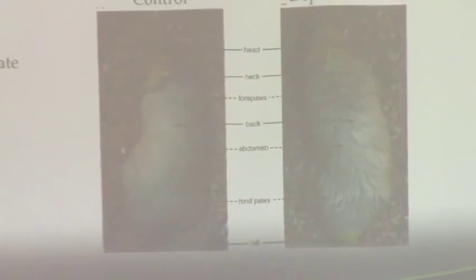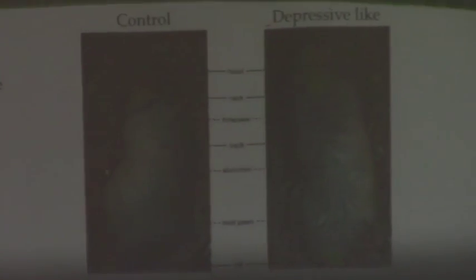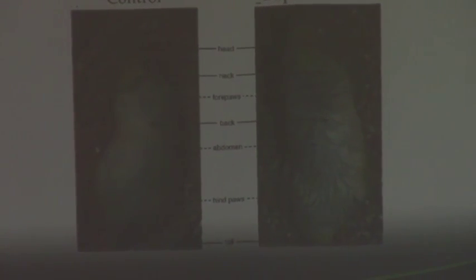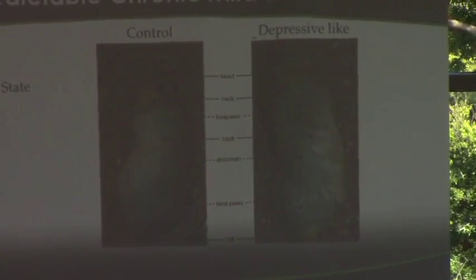And I just want to show you one really important component of this UCMS. It's the fur state, because it's finally the motivation to clean, and you can see on the left the control mice, normal mice with normal conditions, and the depressive-like mice, and it's really visual. You can appreciate.